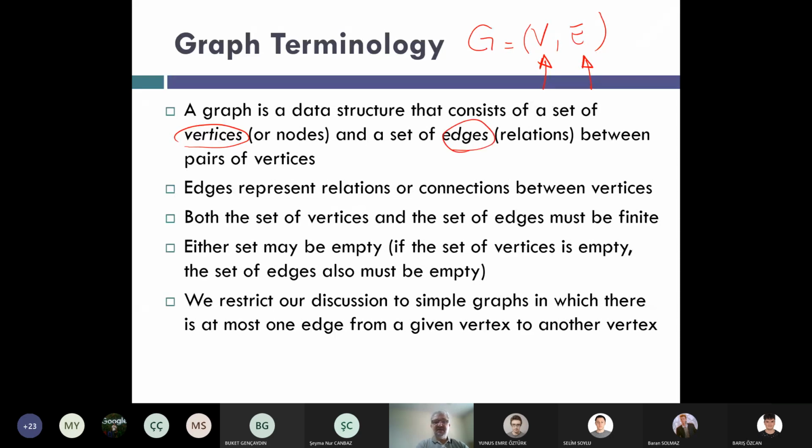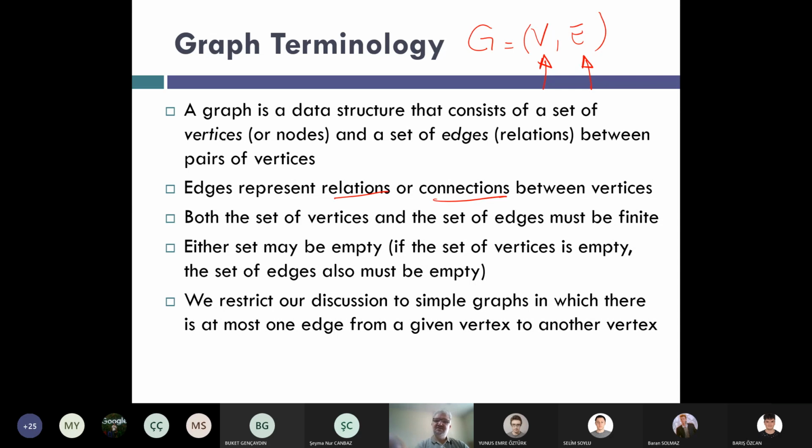We call vertices nodes. We are going to use these two terms interchangeably. And edges are relations between pairs of vertices. So if we have two vertices A and B and we define a relation, we are going to call this an edge. Okay. So edges represent relations or connections between vertices.